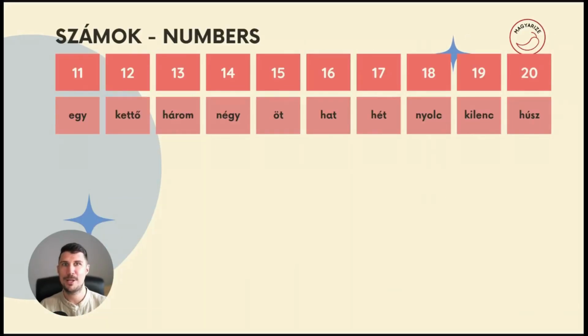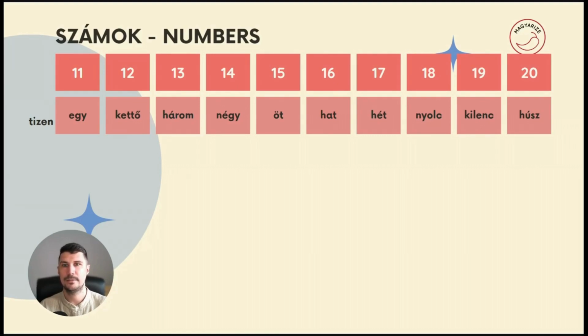So let's talk about the numbers in the teens, from 11 to 20. The numbers themselves will stay the same, and unlike in English, where you put the teen after the number, we put that in front, which is tizen. So tíz was tíz. The teens start with tizen. So 11 will be tizenegy.